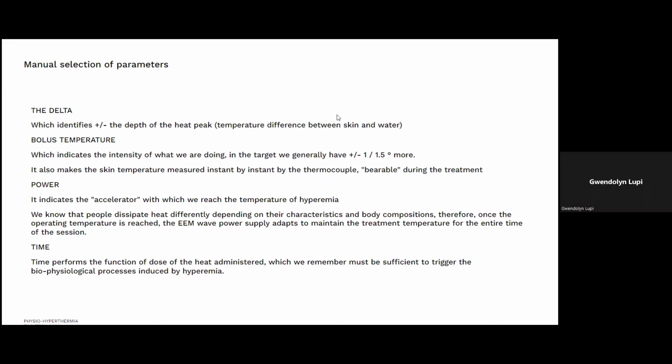Okay, so finally there is the time. So time of treatment, the time you will see selecting any protocol, it will be just standard, let's say time, which is in any case the time needed to trigger the biophysiological processes, because this is what we want, okay? So it is important to stay under the treatment the time needed to activate these effects.